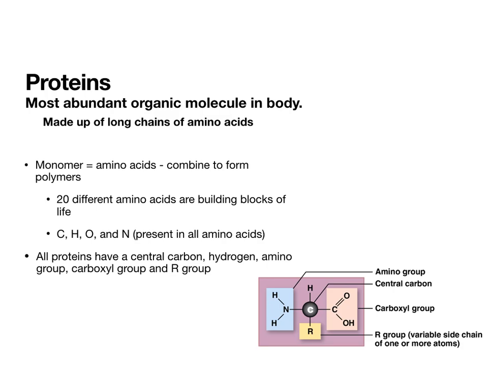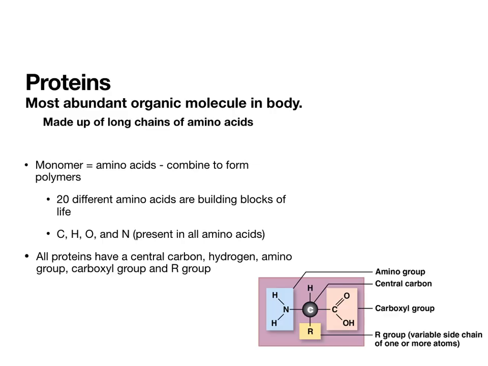The carbon, hydrogen, oxygen, and nitrogen are present in all amino acids. All amino acids have a central carbon, a hydrogen, an amino group, a carboxyl group, and an R group. And down there on the bottom right-hand side is an example of what that would look like. Proteins make up approximately 50% of our cellular dry weight, so they are a huge component in our body.